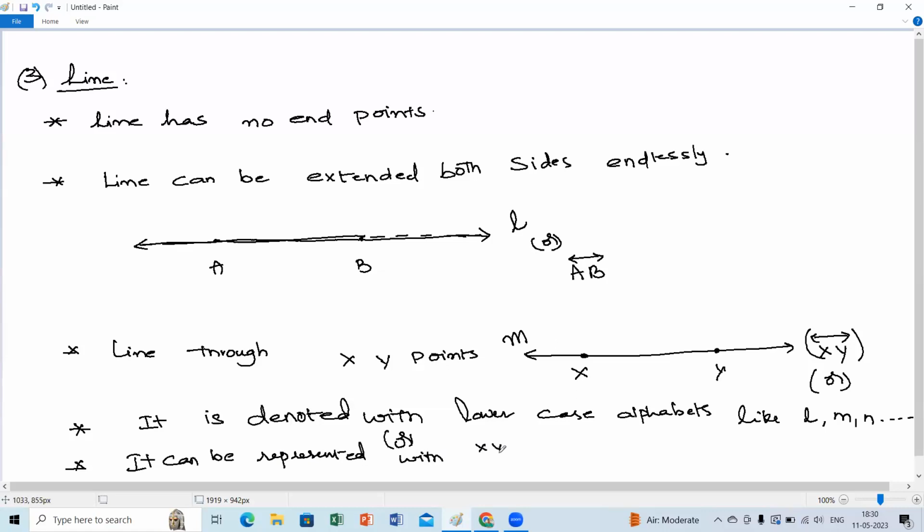XY double arrow and AB double arrow and CD double arrow. This CD means a line segment CD we are extending endlessly. This is one way and this is another way. Both ways are correct. But in the senior classes, they may use L, M, N, so you cannot be confused about the meaning of L. L is also a line. You can take it that way.